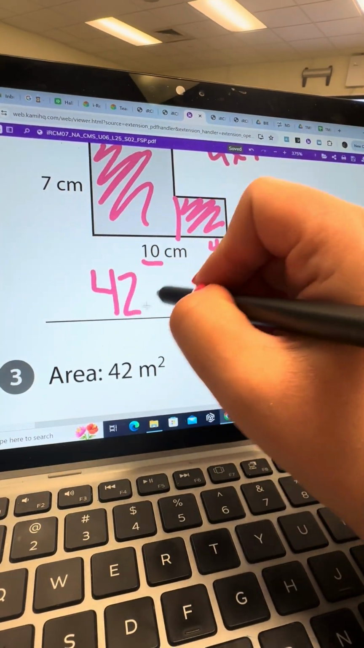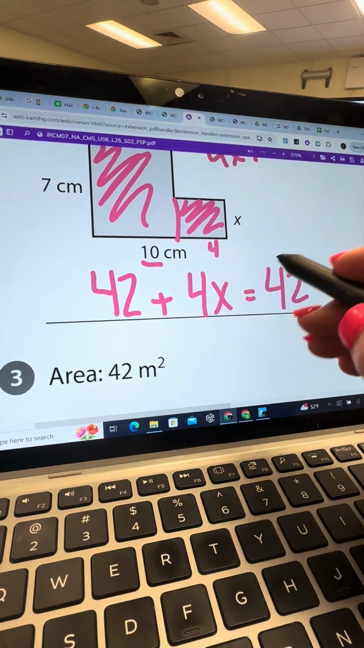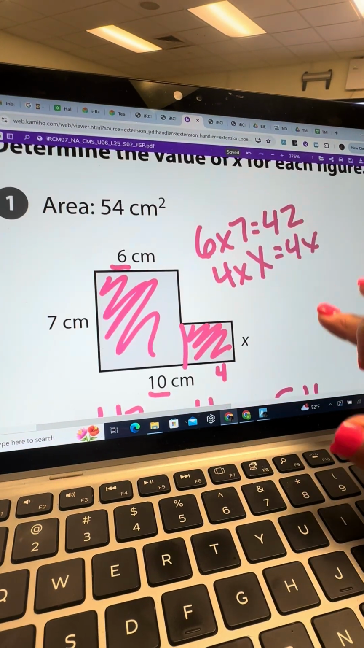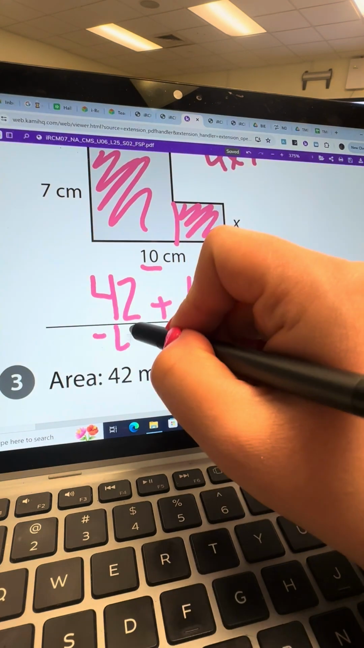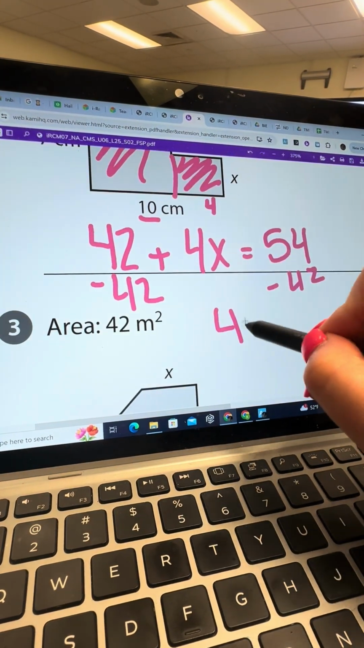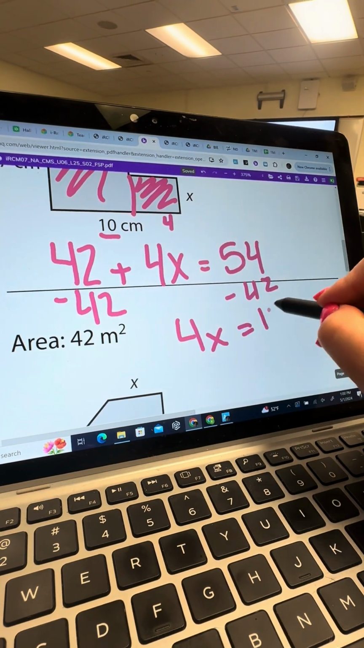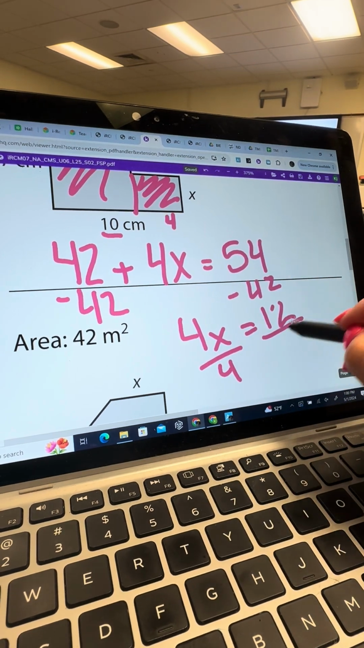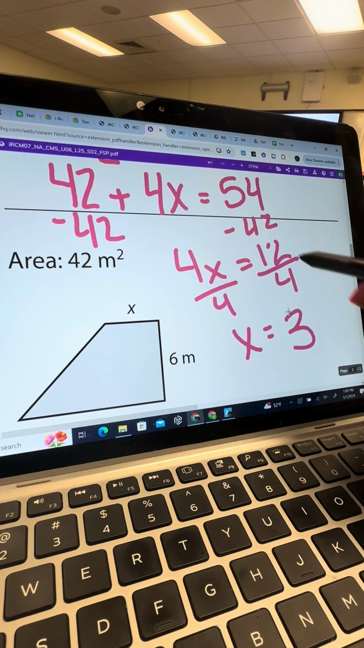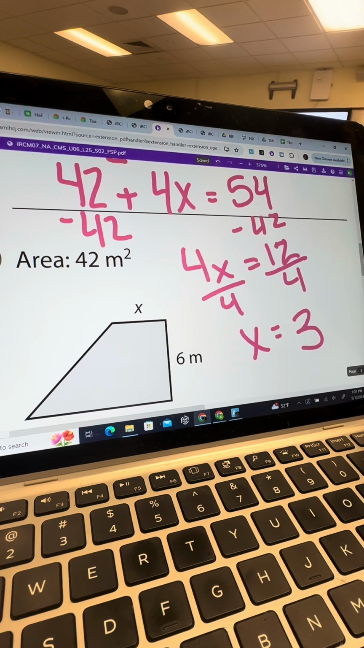So we have 42 plus 4x equals 42. Whoops, not 42, 54, because that was the total. That's where I got that from. You can minus 42 from both sides. 4x equals 54 minus 42 is 12. So divide by 4, and x equals 3. I did that really quick, but I hope that it makes sense.